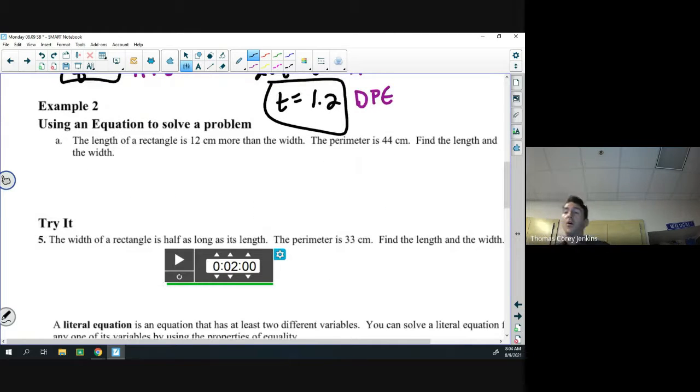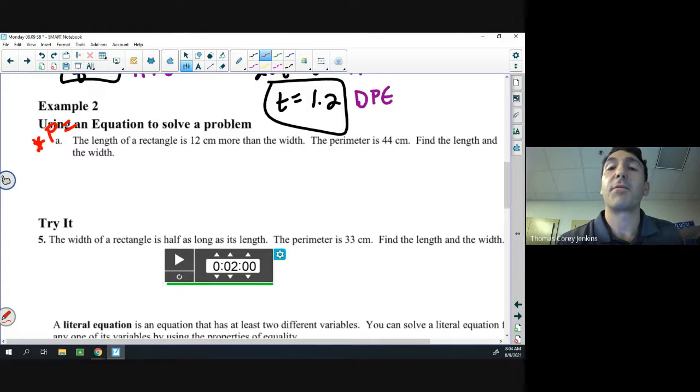All right, so let's do one of these word problems and see if you guys can kind of catch on there. Says the length of a rectangle is 12 centimeters more than the width. The perimeter is 44 centimeters. Find the length and find the width. All right, so what we kind of need to know here is a formula for the perimeter.